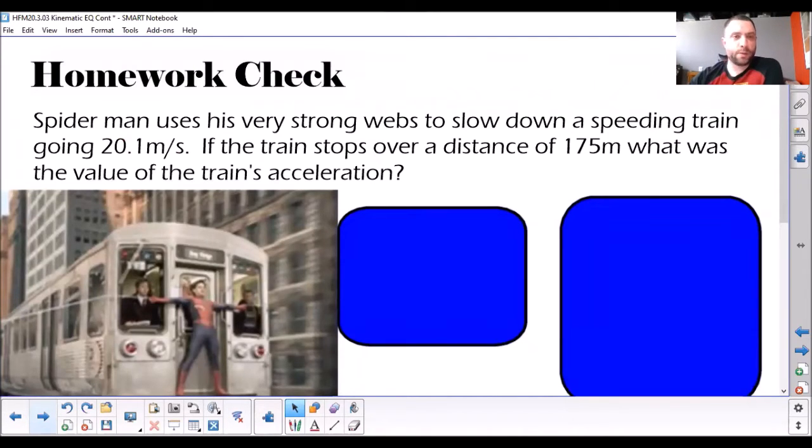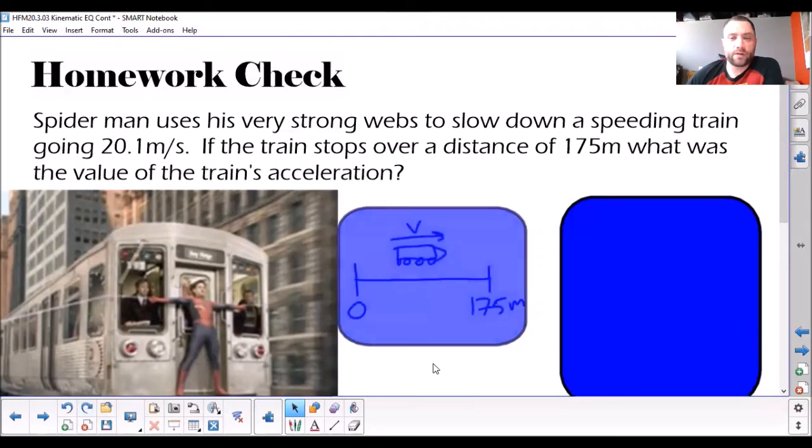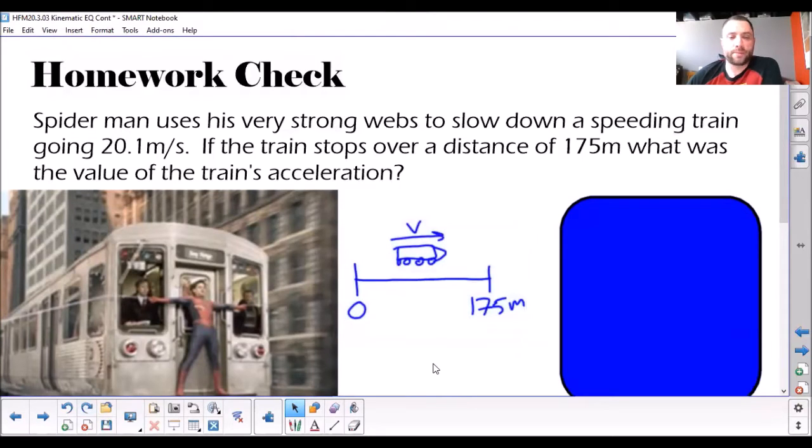First, let's do an example problem. Read this over and try it on your own, and then check back and see if you got the same answer I did. When we read over the problem, the first thing we do is draw some kind of diagram to show what we know and what's happening. Our object is moving to the right, in the positive direction, and it's going to go 175 meters.